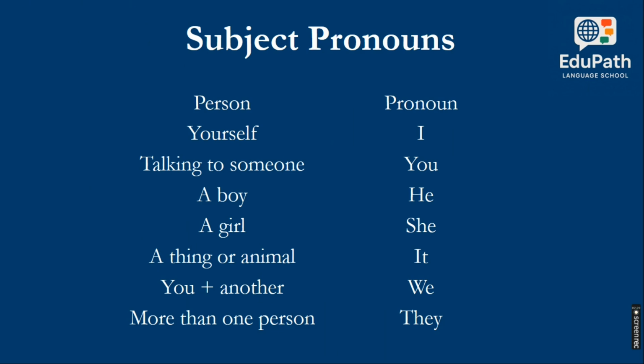So let's take a look at different types of subject pronouns. So for yourself, you would be using the pronoun I. When talking to someone, you would say you. For a boy, you would say he. For a girl, you would say she. For a thing or animal, it's it. For you and another person, it is we. And for more than one person, it is they.